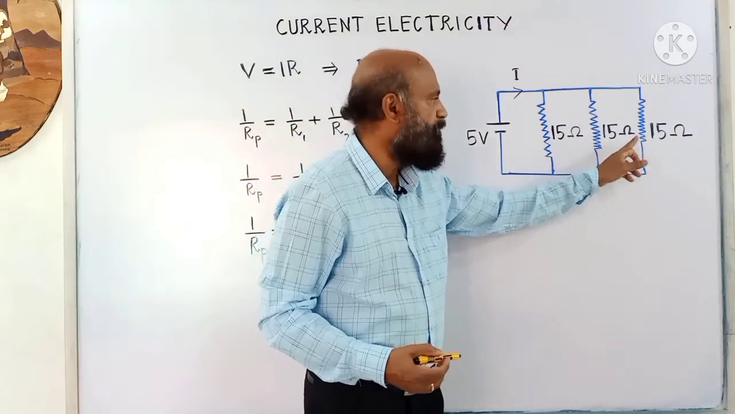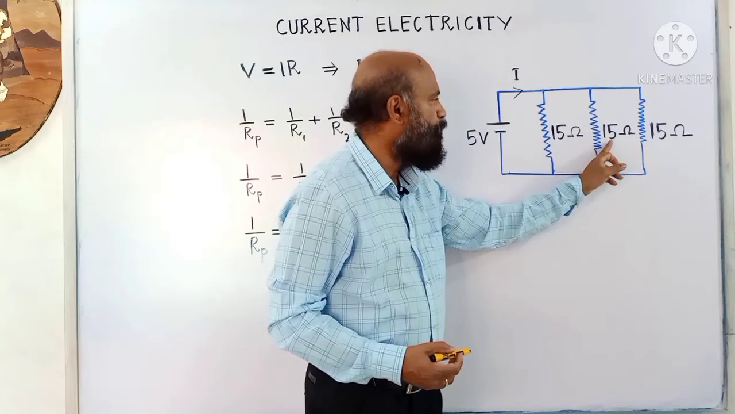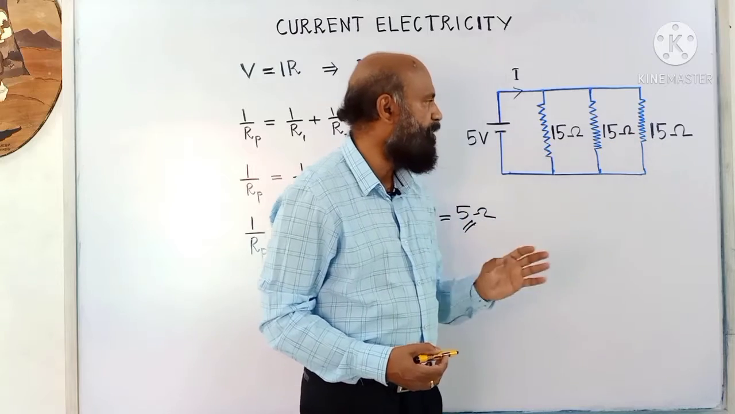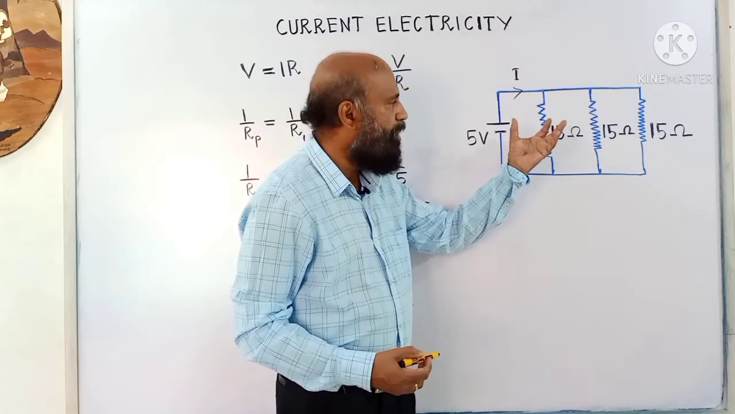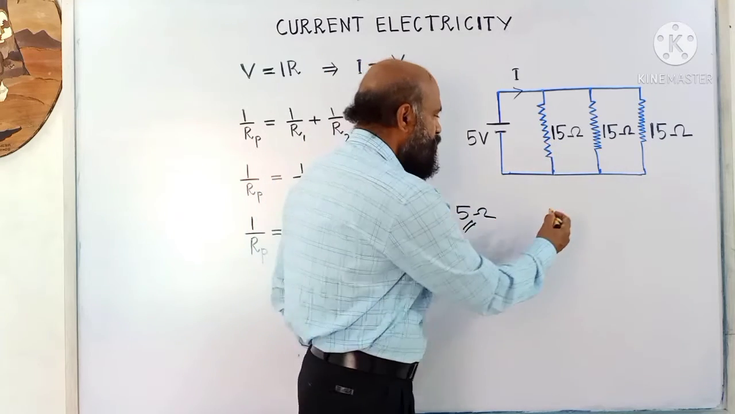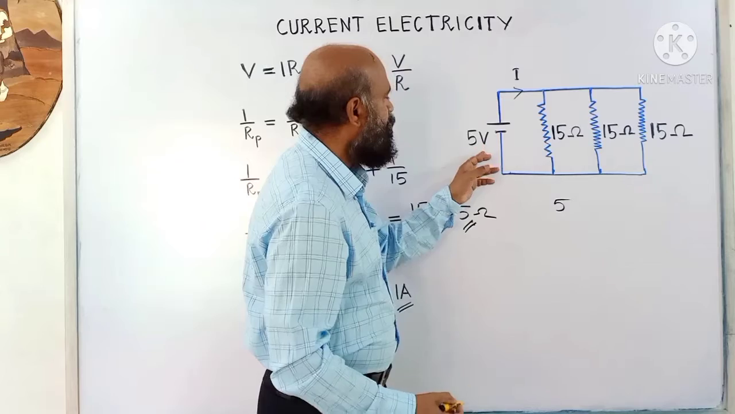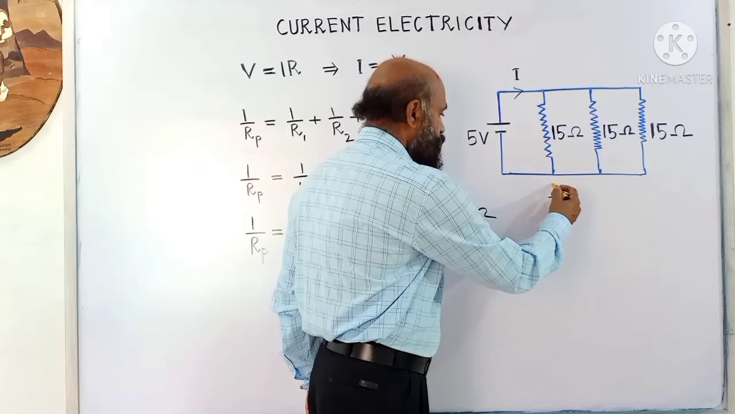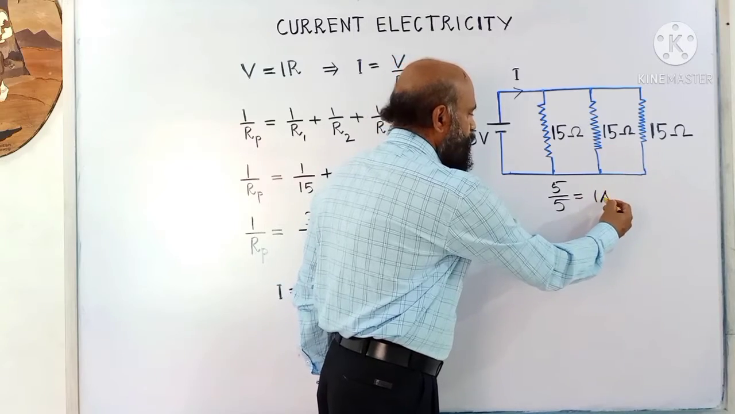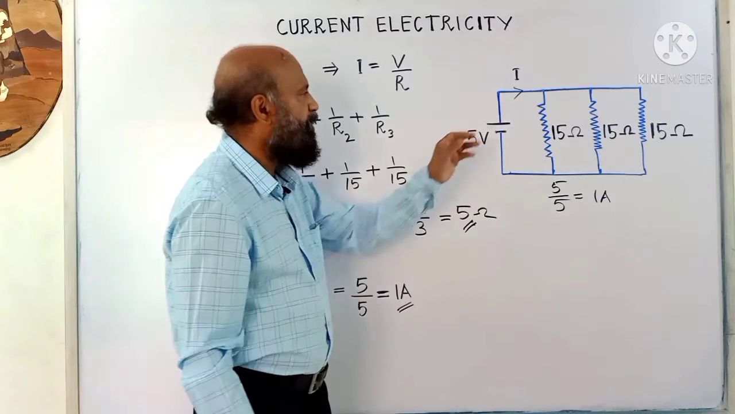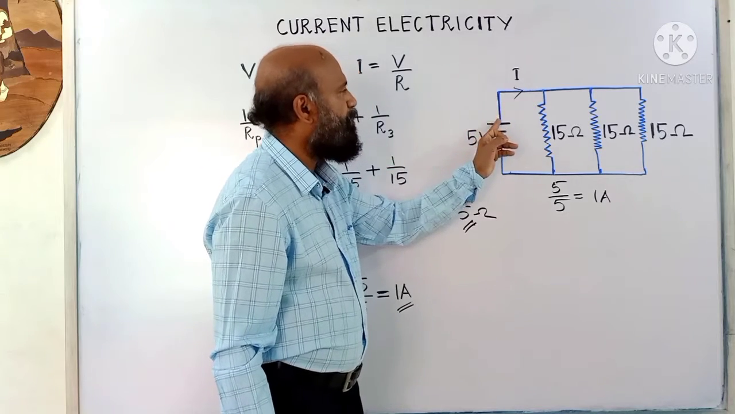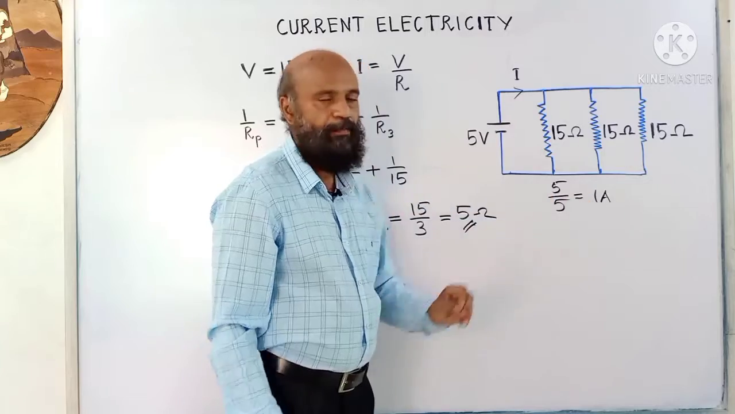3 equal resistances are connected: 15, 15, again 15. Then effective resistance will be 15 divided by 3. So effective resistance is 5. Then net voltage is 5. Potential difference is 5, so 5 divided by 5, 1 ampere. Without any calculation, you can say the current is 1 ampere. The main current, the current drawn from the battery, is 1 ampere.